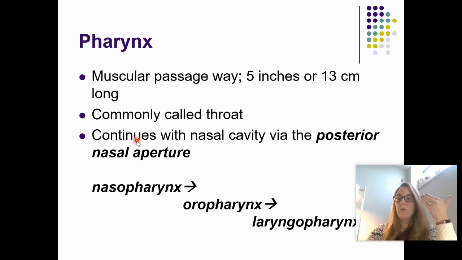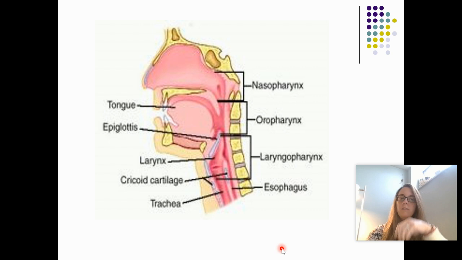Okay, so from the nose, we're going to go on to the pharynx. The pharynx is a continuous tube going from the back of the nasal cavity to the back of the throat down to just above the larynx. And so we've got nasopharynx, oropharynx, laryngopharynx, not three separate tubes, but just one continuous path. So here's the nasal cavity, here's the oral cavity. This would be the nasopharynx, this would be the oropharynx, this would be the laryngopharynx.